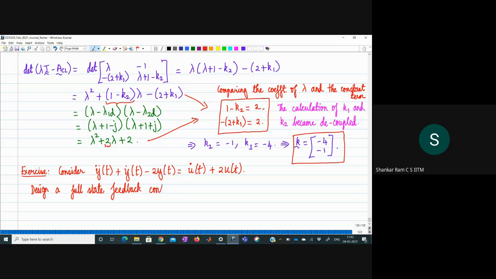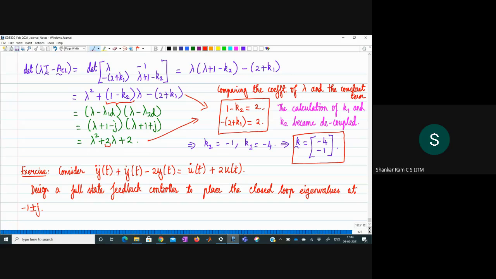to place the closed loop eigenvalues at -1 plus or minus 7j. Okay, so that is the problem, and I'm going to give it to you as an exercise problem.